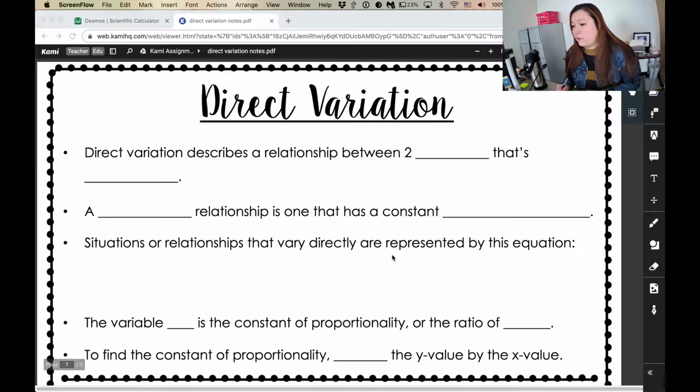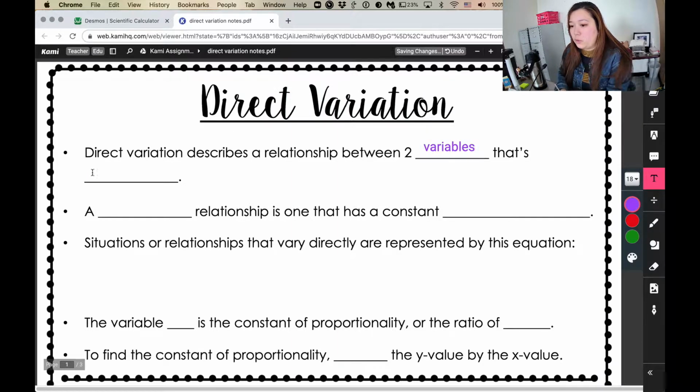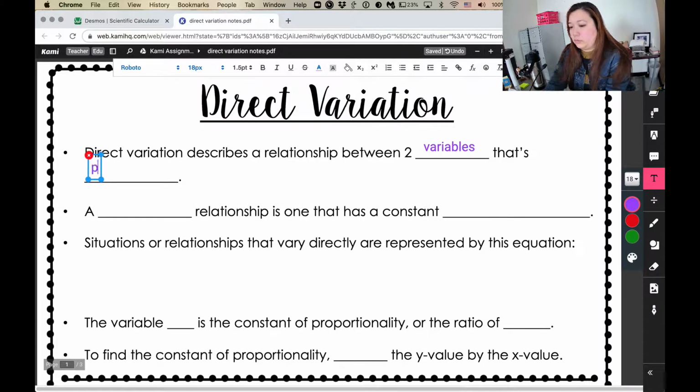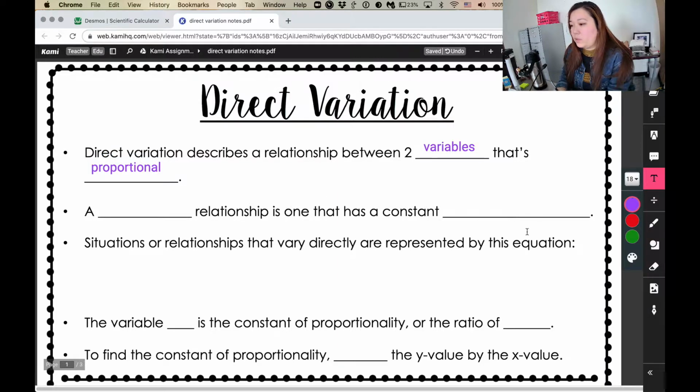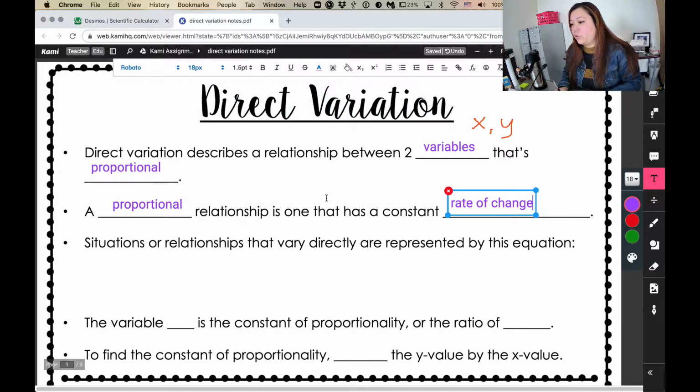Okay, so let's just get right to it. Direct variation describes a relationship between two variables that is proportional. Here, variables is a word that is talking about stuff like x or y, letters that stand in for unknown numbers. Those are variables. Okay? A proportional relationship is one that has a constant rate of change. Right? What does that mean?